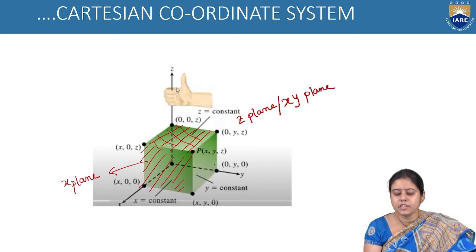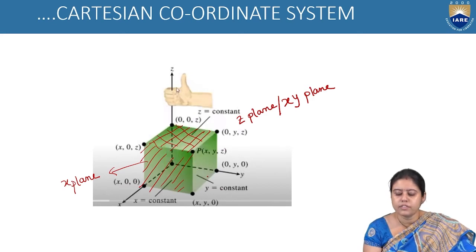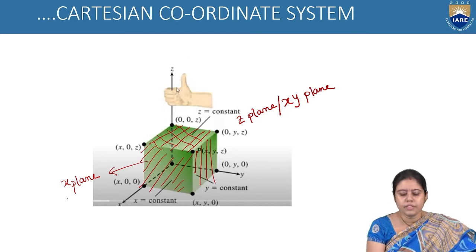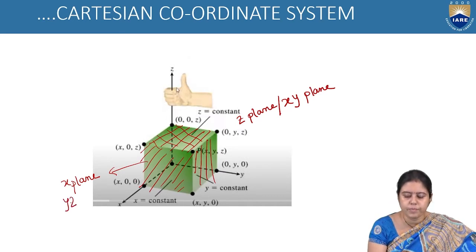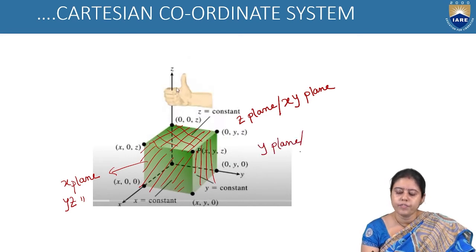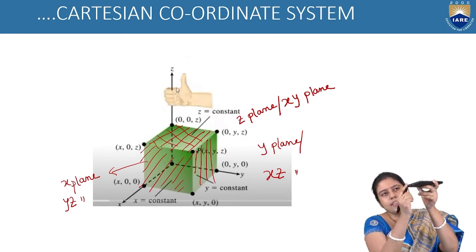And similarly, this plane will be the y constant plane. This plane is the y constant plane, and we can give the name of this plane as the yz plane or x constant plane. The name is the y plane or y constant plane, or we can tell it as the xz plane. In the model, this is the xz plane.